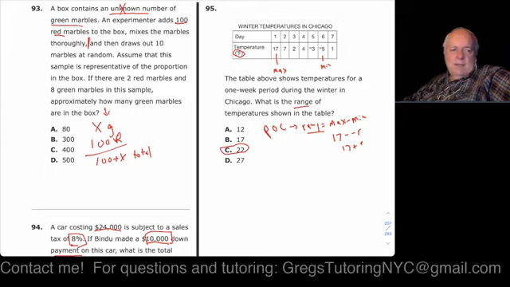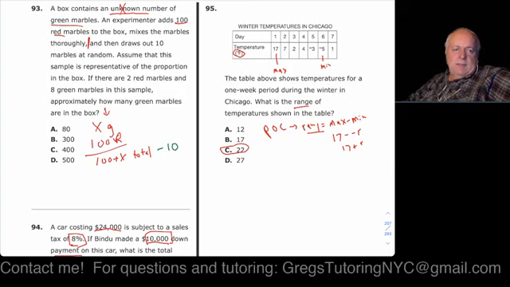In any event, they draw out 10 marbles. At some point, let me change the color of this. Maybe I should have flipped red and green here, but we're going to remove 10 marbles. Again, I'm just doing some bookkeeping to make sense of it. So there's a box with a bunch of green marbles. We don't know how many. Somebody adds 100 red, and they mix them together, and then they take out 10 at random.